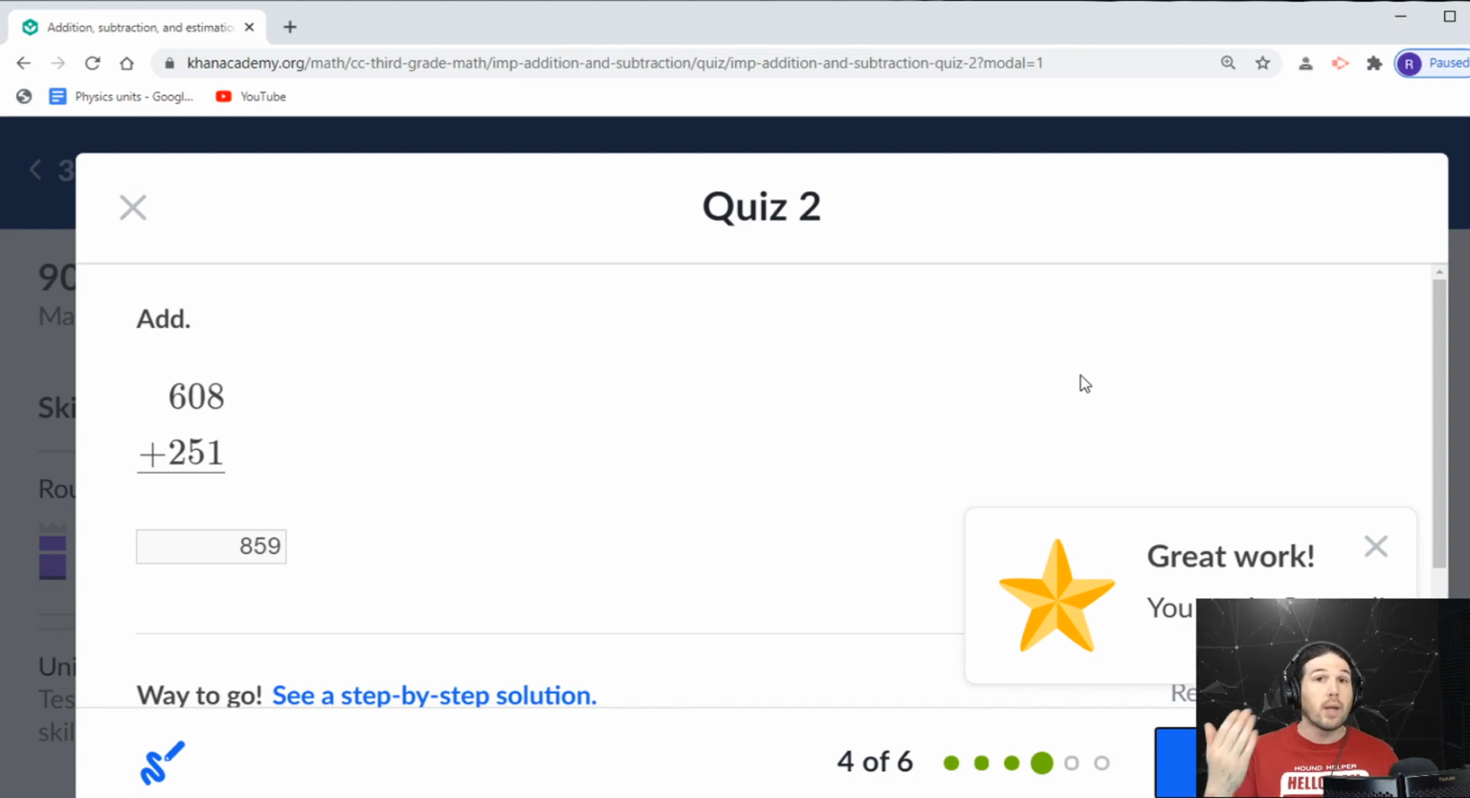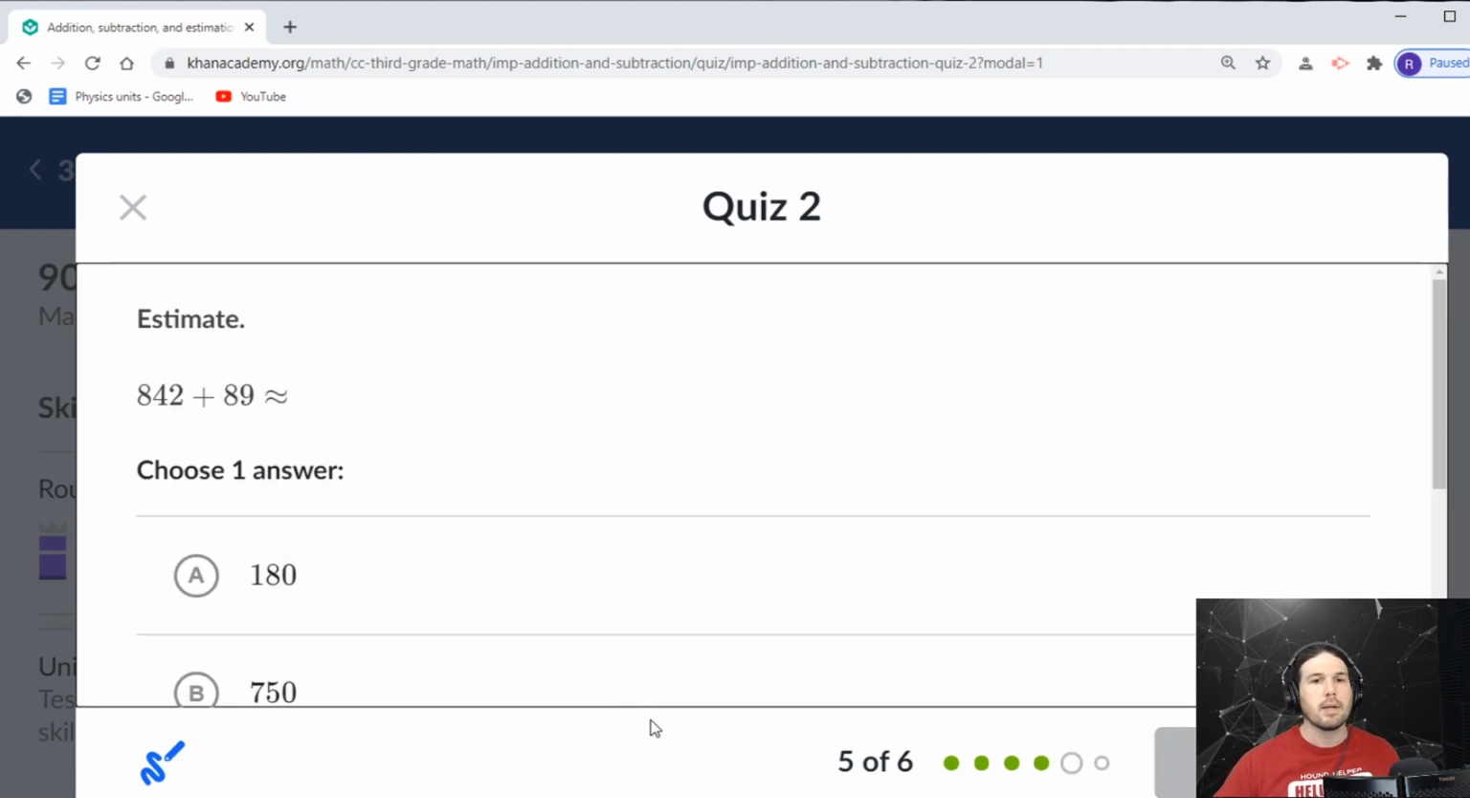Normally we do the ones place first, right? And then we do the tens place and then the hundreds place, just in case we need to do any borrowing. But if you don't need to, then the order doesn't matter.